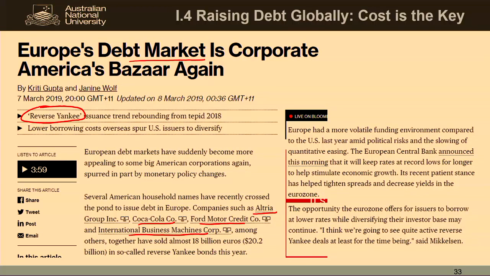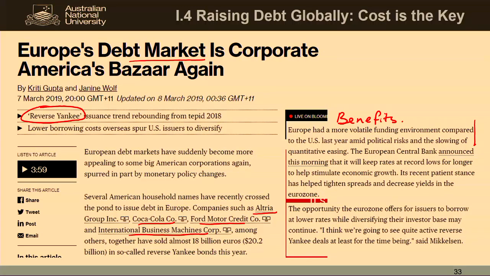And why is that the case? First of all, these are the benefits. Europe had a more volatile funding environment compared to the US last year because of political risks and the slowing down of quantitative easing. That's talking about Brexit and so on. That is why last year, reverse Yankee bonds were not so popular.